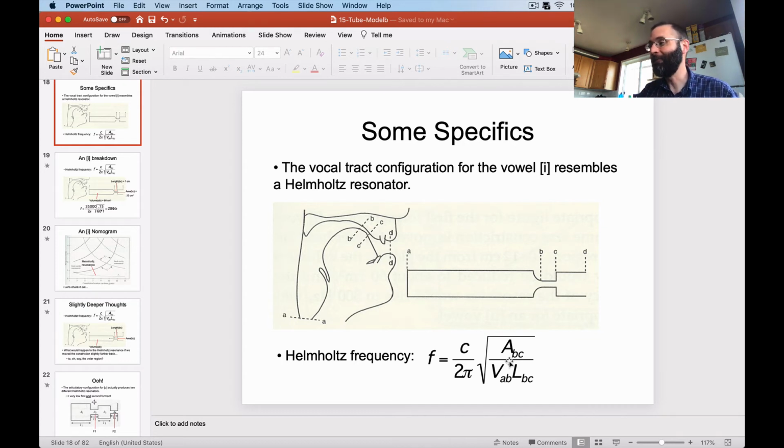Okay, that wasn't too bad. Horizontal. There we go. All right, so we have a lower resonant frequency here because it has larger volume behind the constriction.